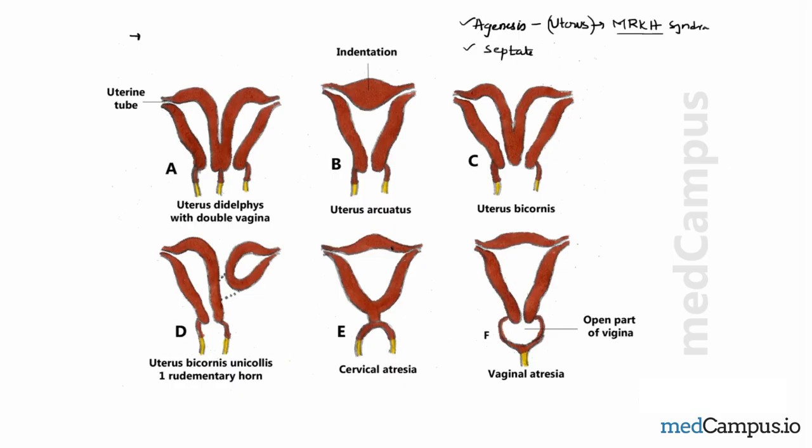Next we'll start with septate uterus. What is septate uterus? In the septate uterus, both the paramesonephric ducts fuse together, but the partition remains. There is no disappearance of this partition. The importance of septate uterus is that it is the most common uterine anomaly which leads to miscarriages.